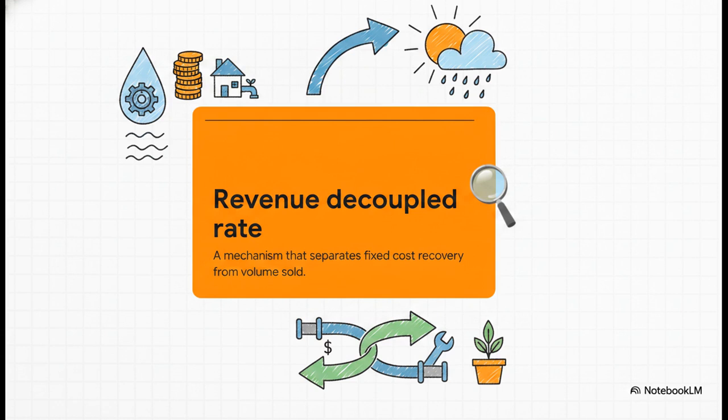Think about it. If a utility asks you to save water, they sell less product and lose money. That's a terrible business model, right? Enter revenue decoupled rate structures. This is a total game changer. It basically separates the fixed costs of maintaining the pipes from the actual volume of water sold. It perfectly aligns economic incentives with environmental ones. The utility gets the stable funding it needs to survive, and they are no longer financially punished when customers do the right thing and conserve water.